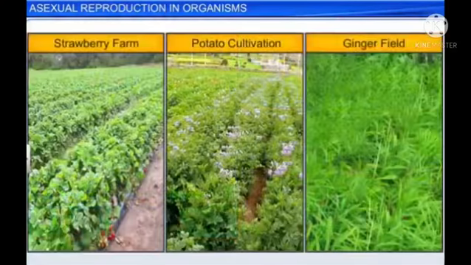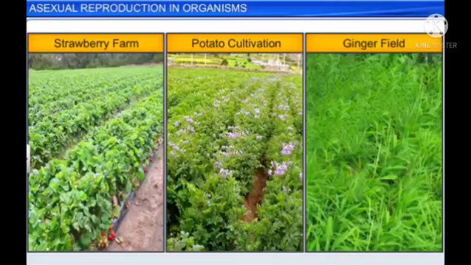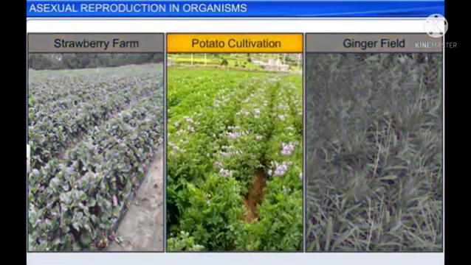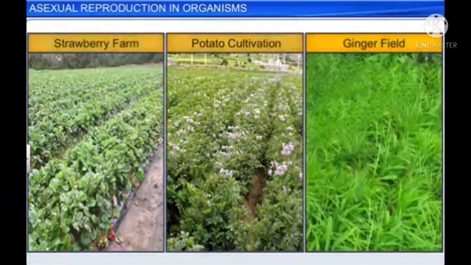Interestingly, farmers and gardeners make full use of vegetative propagation for commercial cultivation of various plants, including strawberry, potatoes, and ginger.